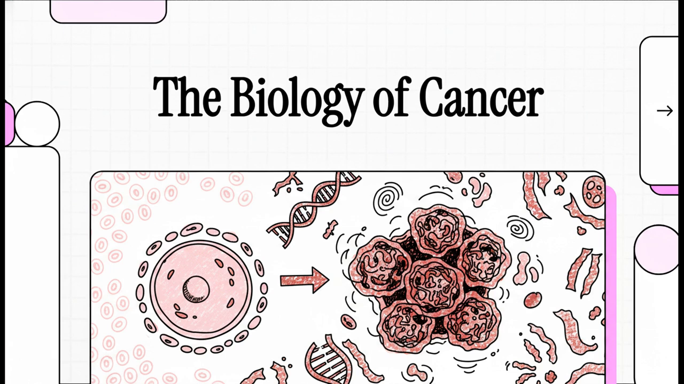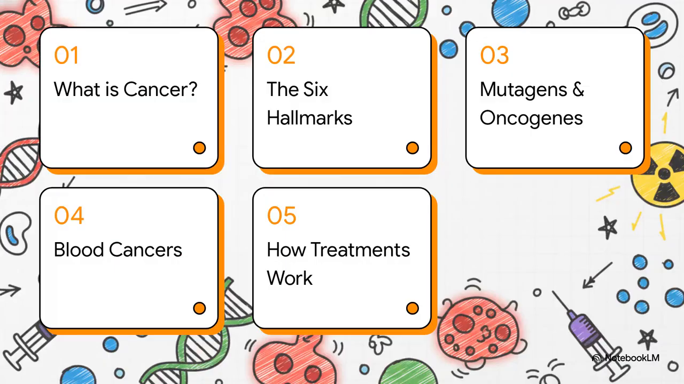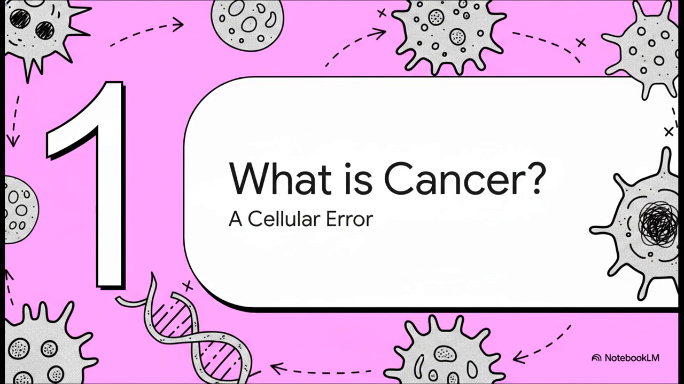We'll be decoding the microscopic errors that lead to this condition and seeing exactly how a single microscopic cell can just completely rewrite its own rules. To make sense of such a massive topic, we're going to follow a quick roadmap. We'll cover what cancer actually is, the 6 hallmarks of the condition, mutagens and oncogenes, how we profile blood cancers, and finally, how modern treatments actually work. So, let's start at the very beginning.